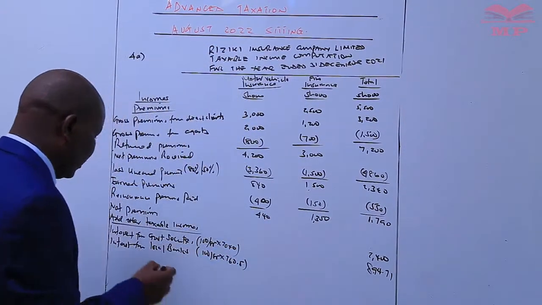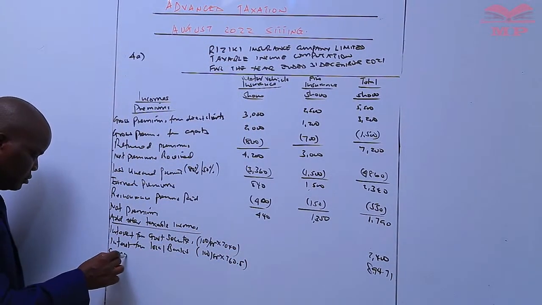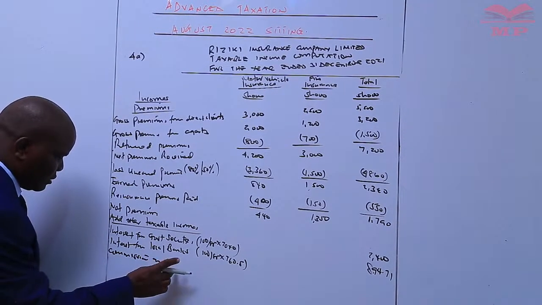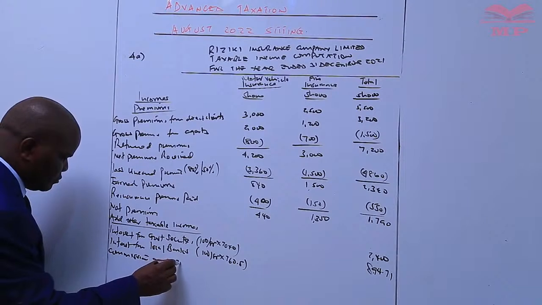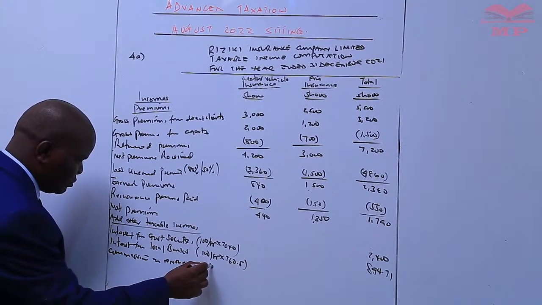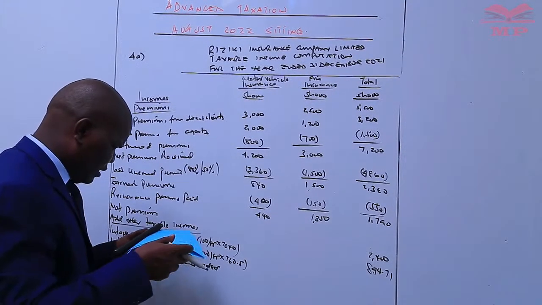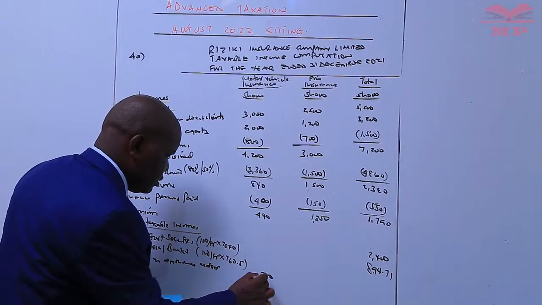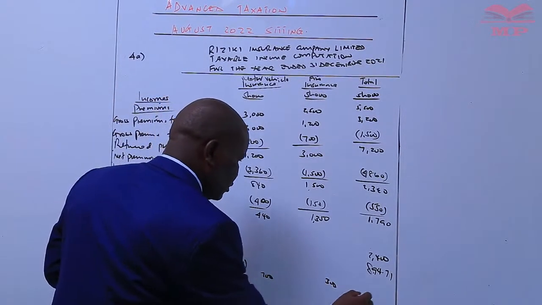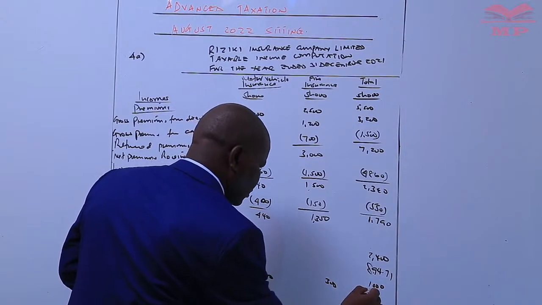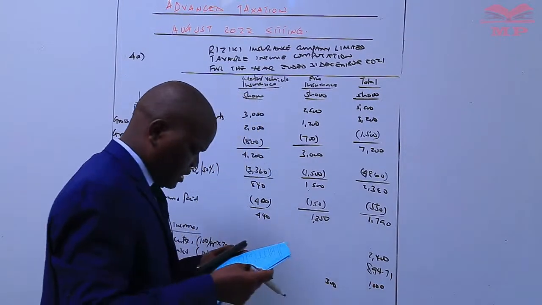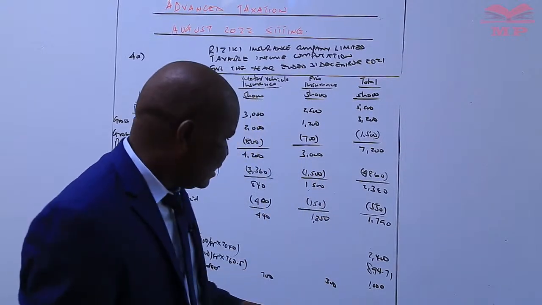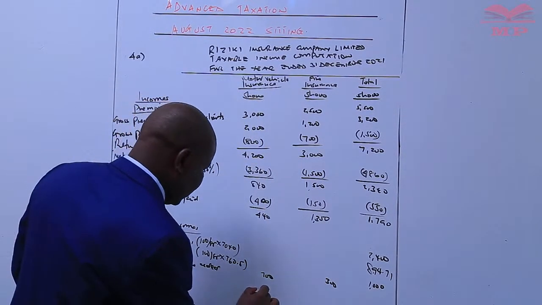We bring it here. We say commission on reinsurance ceded. For motor vehicle, we have 700. This is 300, a total of 1 million. Any other income? We do not have any other, so we can get total income.